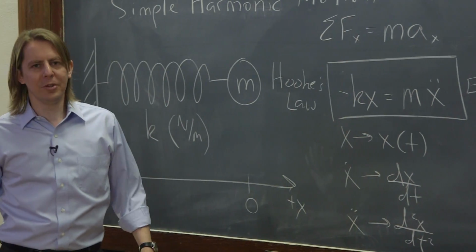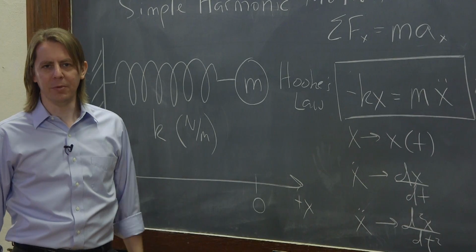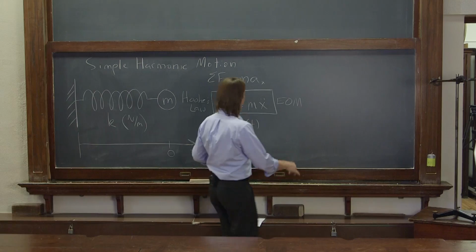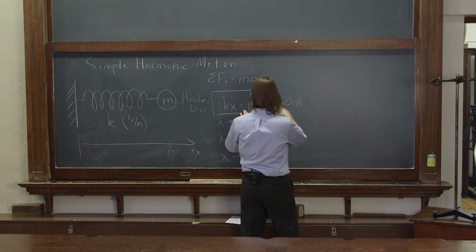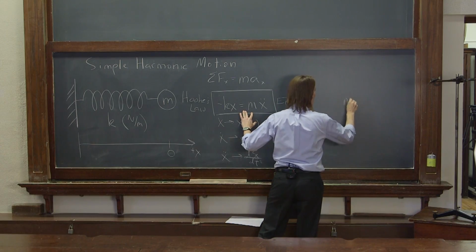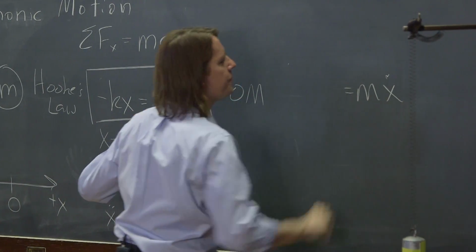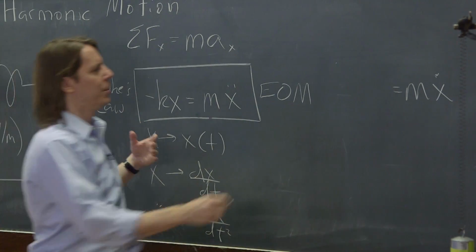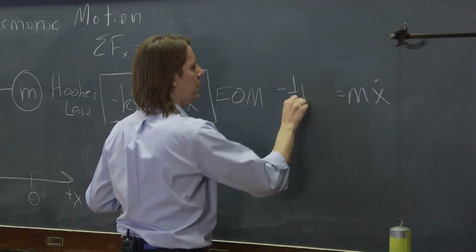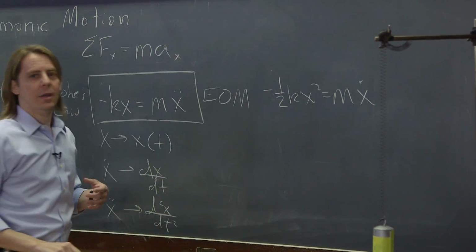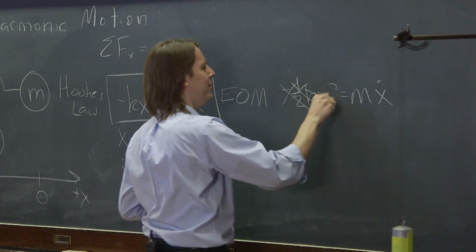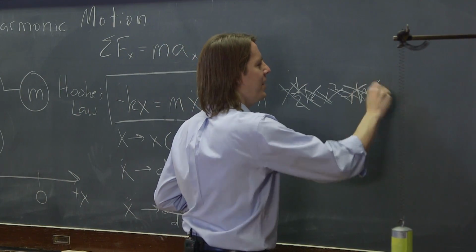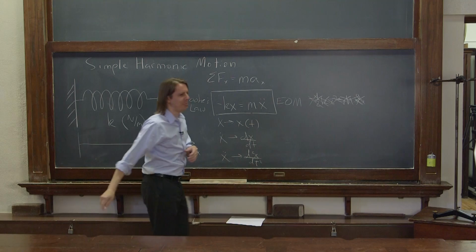If you're new to differential equations, here's your second one. Let's solve it. We could attempt to solve it by integration. So the right side would become what? m x dot. And the left side would become what? Minus 1/2 kx squared, right? No, not right. No, no, no. I should not have written that on the internet. That should never happen, okay?